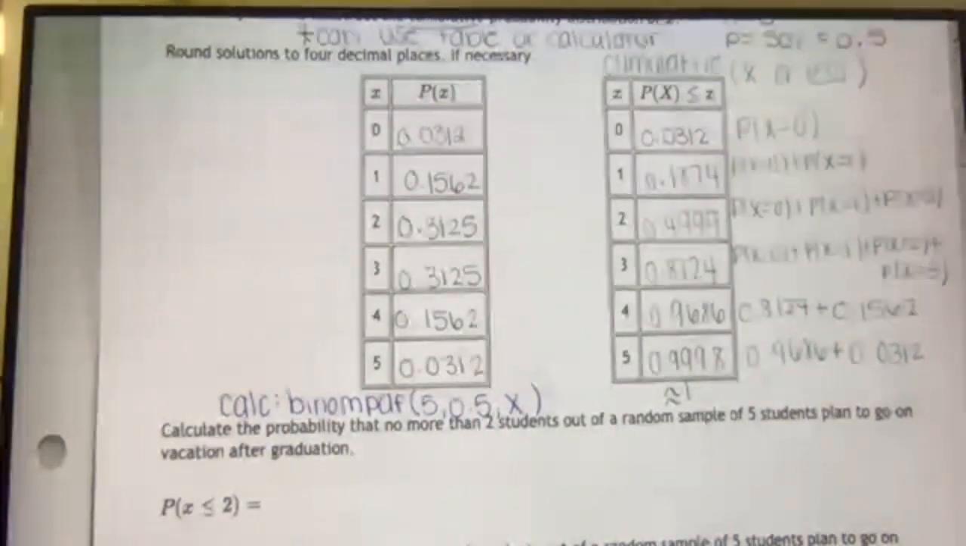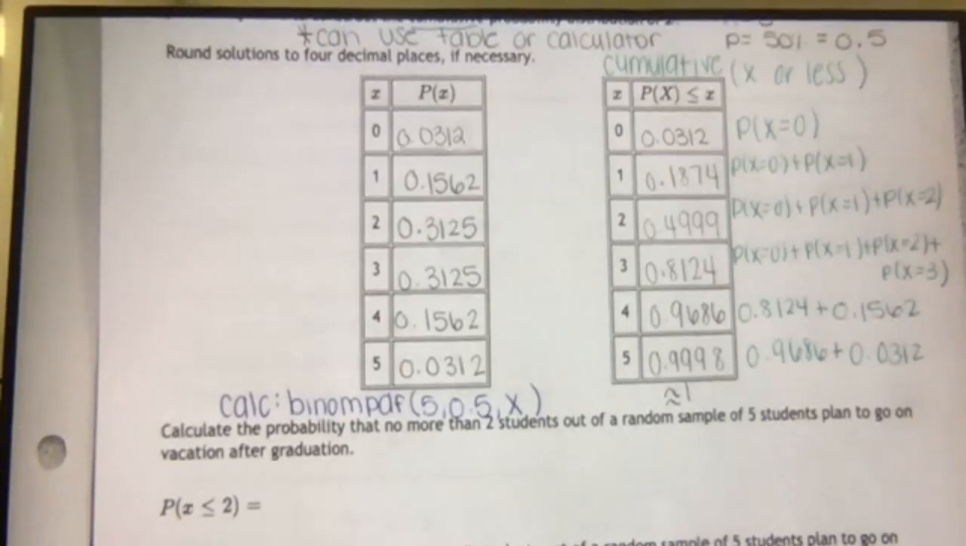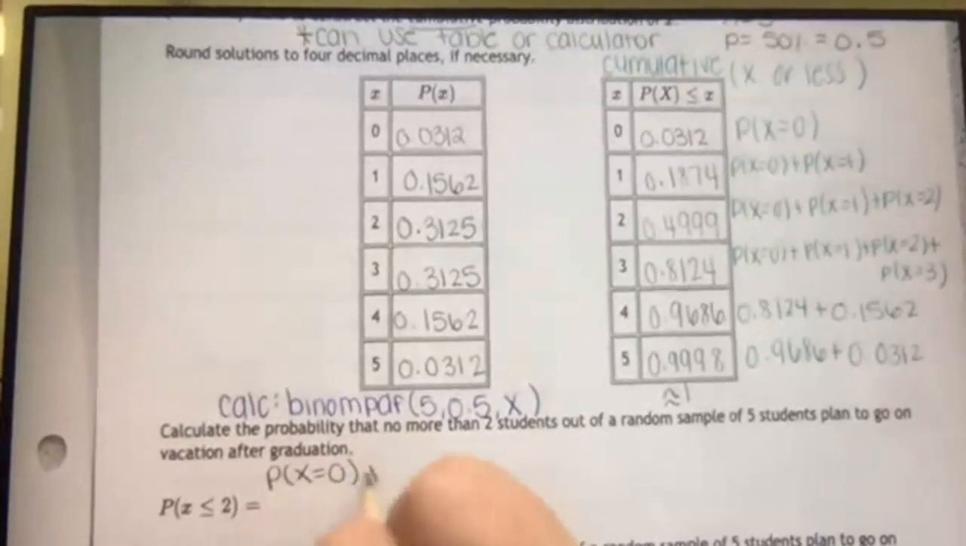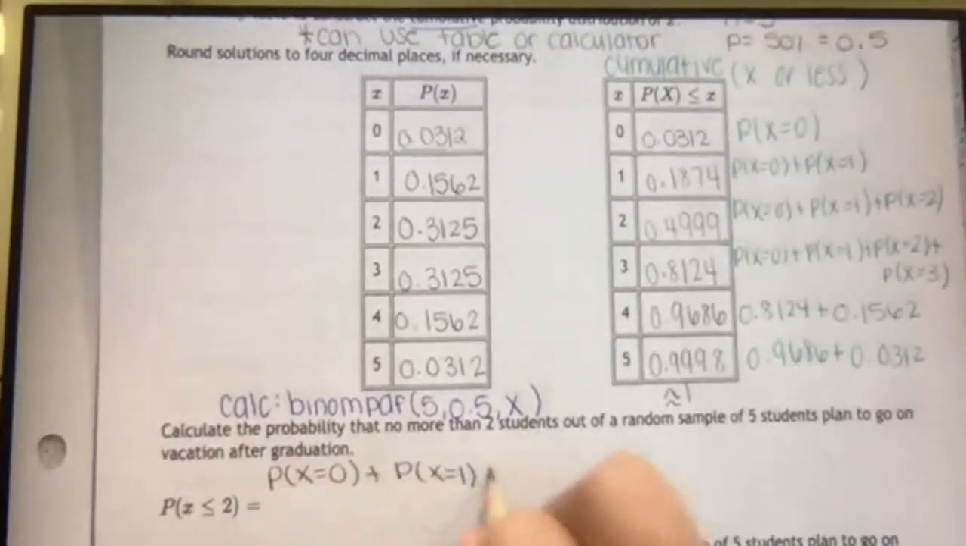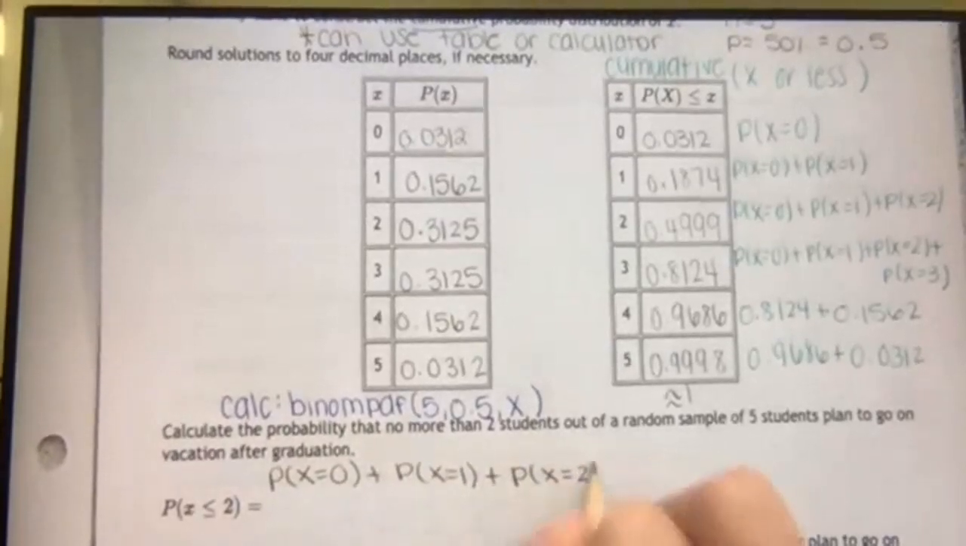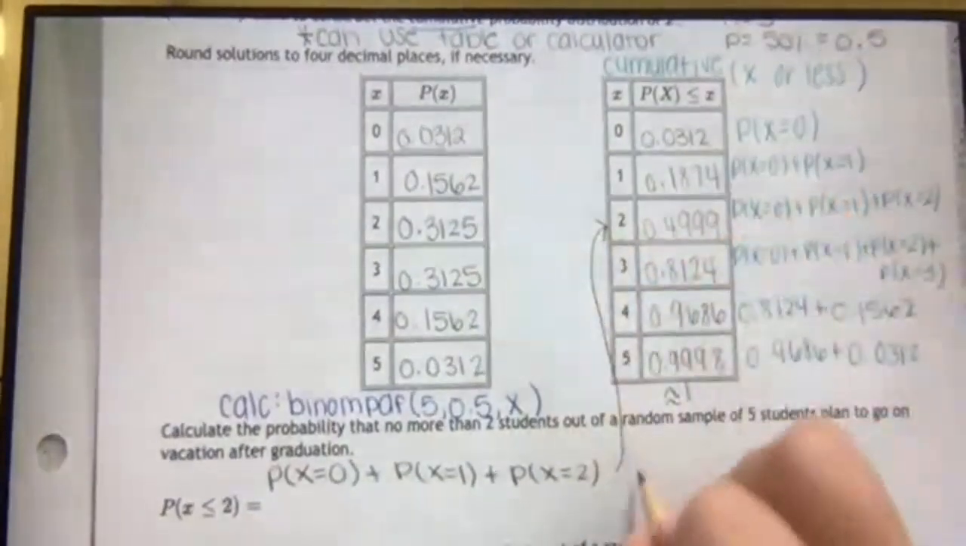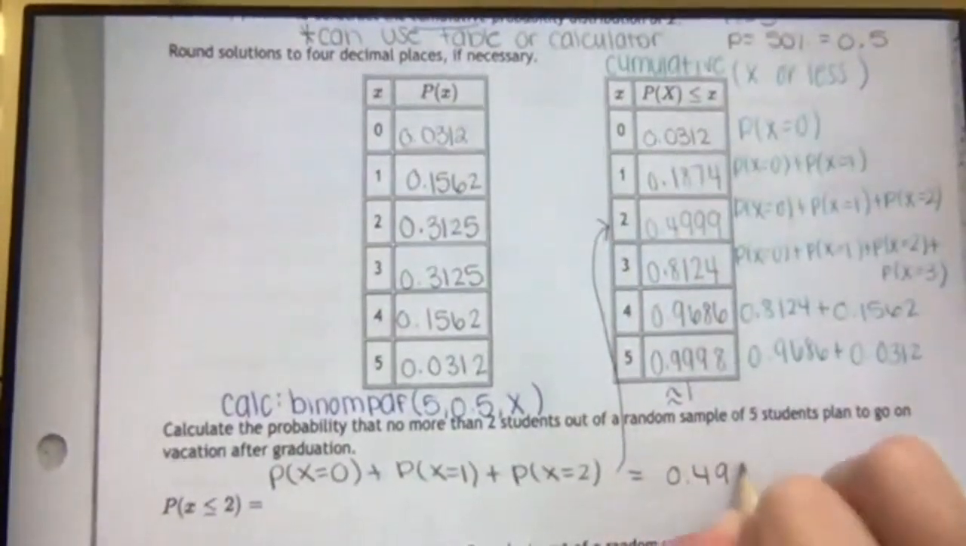Questions on how we got the table? Okay, so our 2 questions based off this table. Calculate the probability that no more than 2 students out of the random sample of 5 plan to go on vacation after graduation. So it tells us the probability that x is less than or equal to 2. So the probability of x being 0 plus the probability when x being 1 plus the probability when x being 2. We already did this right here. And we got 0.4999.